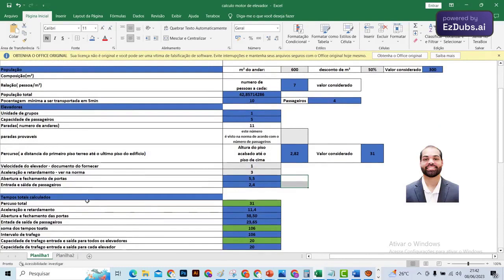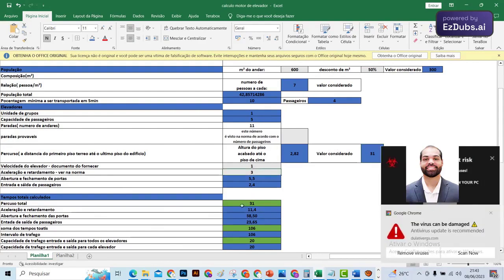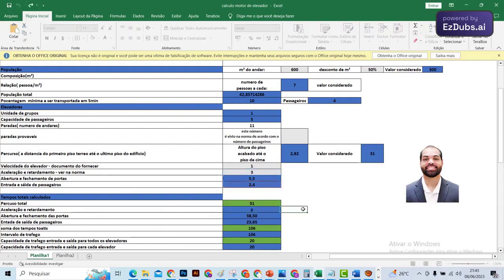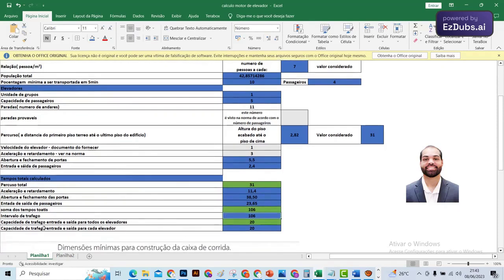Calculated total times: the total route, as we had already calculated before, 31. The acceleration and restart, as we had put the value 3 here, is 11.4, okay. Opening and closing of the doors, 38.50. Entrance and exit of passengers, 23.65. The sum of the total times was 106. The traffic interval also 106. The inbound and outbound traffic capacity for all elevators was 20.